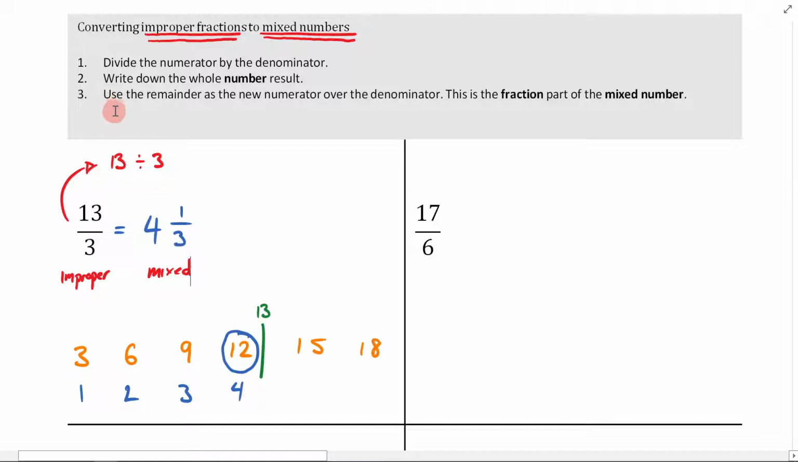So as you can see, my third step here says use the remainder, 1, as the new numerator over the denominator. This is the fraction part of the mixed number. So that is what we've done. So we have successfully done this.